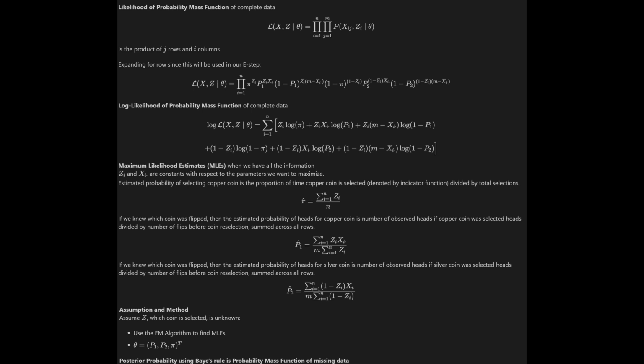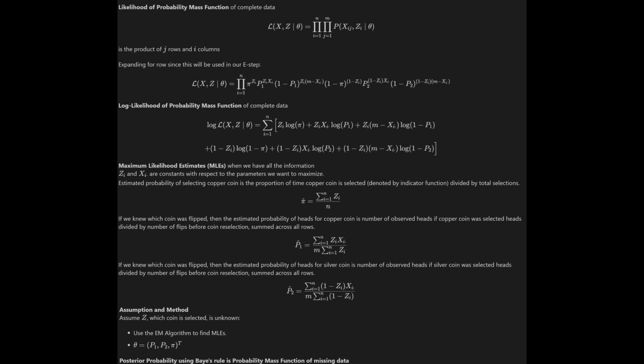In our product notation, we index all November rows by I and index all Mike columns by J. We expand our rows to be used in our expectation step and convert to log likelihood so we can solve for the maximum likelihood estimates. If we have all the information, these are our maximum likelihood estimates. Z sub I and X sub I are constants with respect to the parameters we want to maximize.